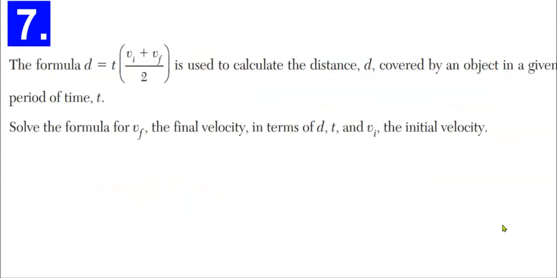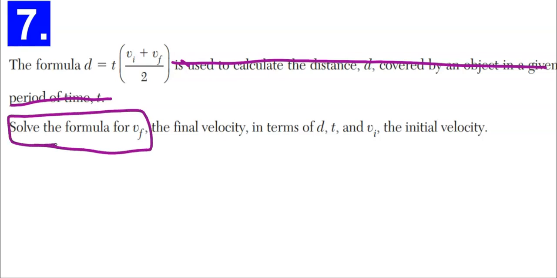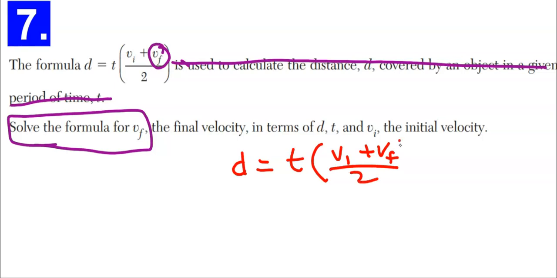Number 7. The formula D equals T times the quantity V sub I plus V sub F divided by 2 is used to calculate the distance D covered by an object in a given period of time. Nobody cares what the problem is talking about, just find the question. Solve for V sub F. That's the one we want alone. So when I copy my question, D is equal to T times the quantity VI plus VF divided by 2.